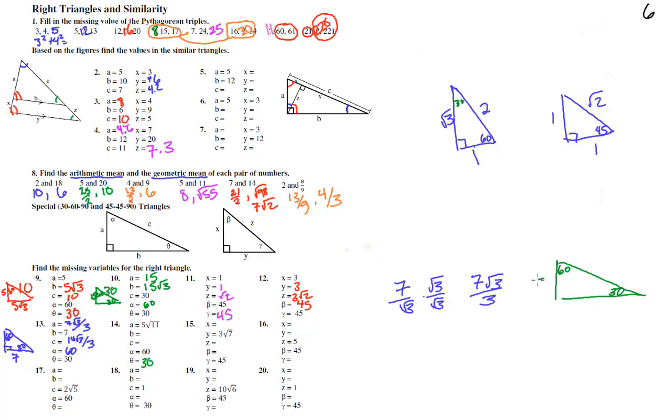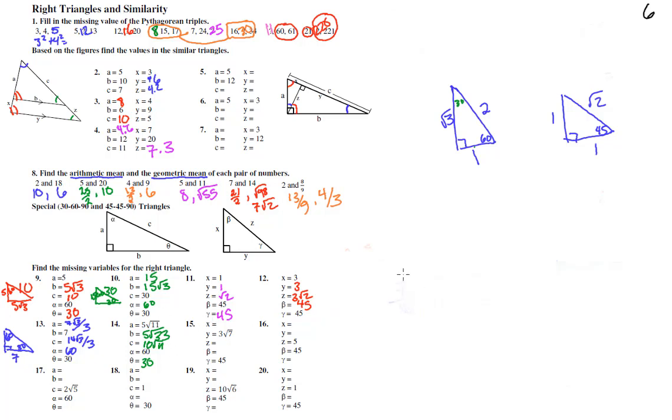But it says a is 5 square roots of 11. So to get to the hypotenuse, we have to double it. So that's nice, 10 square roots of 11. To get to the long side, we have to times by the square root of 3. So that's 5 square roots of 33. Yep, there we go. All right, number 15.